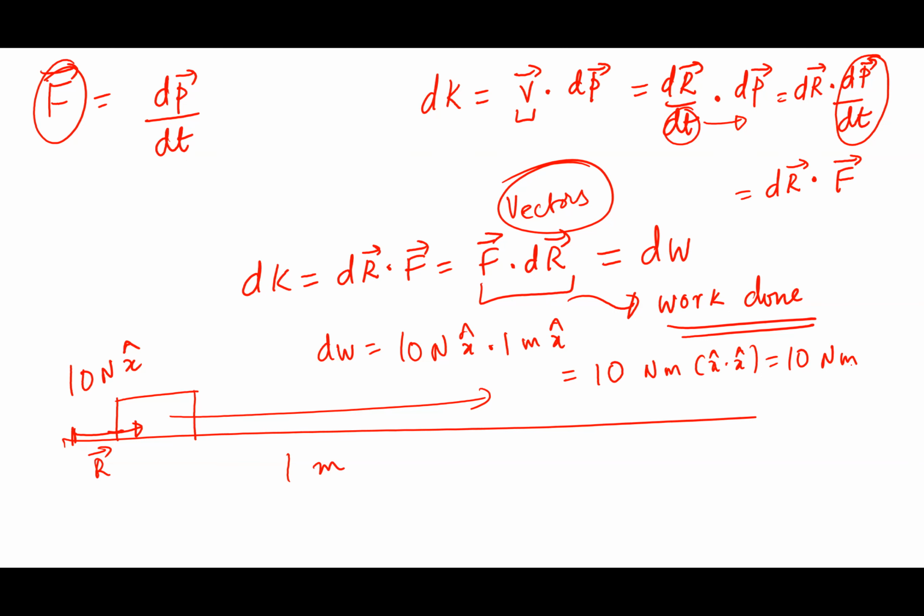Now let's do another one. Let's say you have a ball at a height of, let's say, 10 meters. It's going to fall down. What is the work done on this ball by gravity? So we know that work done, dW, is F dot dr, where r is the position vector of the object. So you have to pick the forces and the directions here.